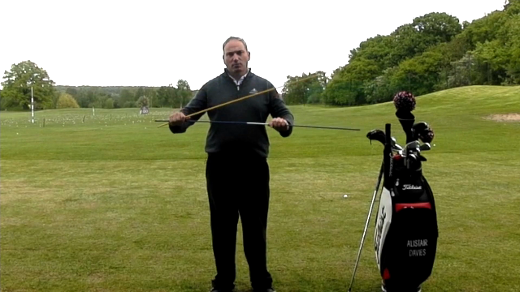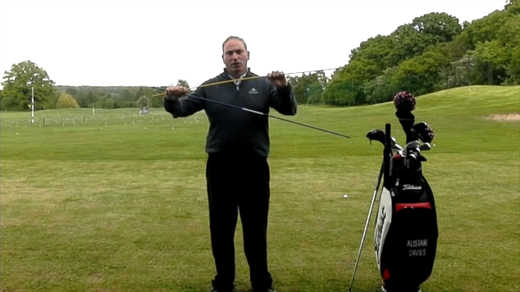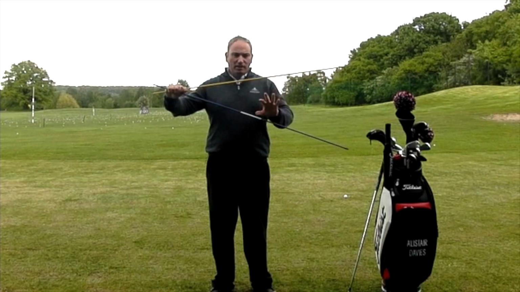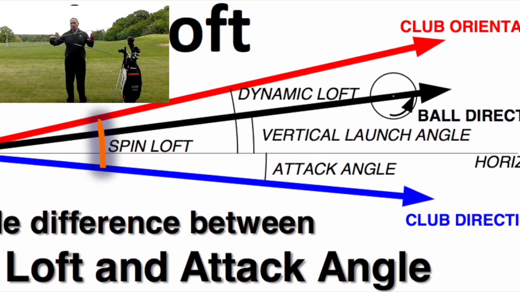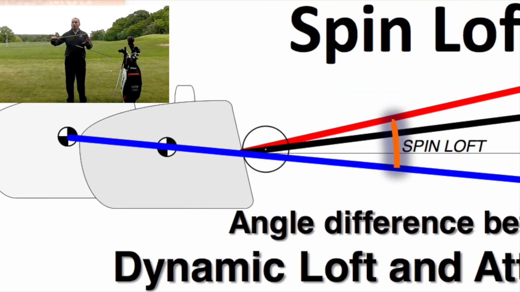If we use these two canes, the blue cane here to represent the angle of attack and the yellow cane to represent the actual dynamic loft on the club, the difference between the two is what we call spin loft. Depending on how much this gap changes in spin loft depends how much spin we put on the golf ball, hence its name.